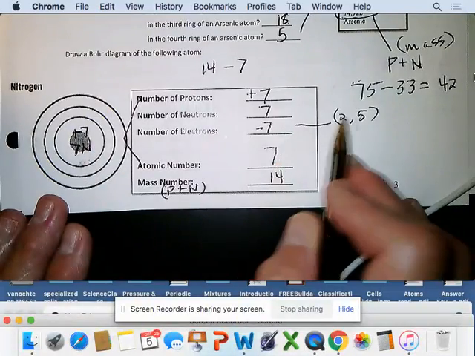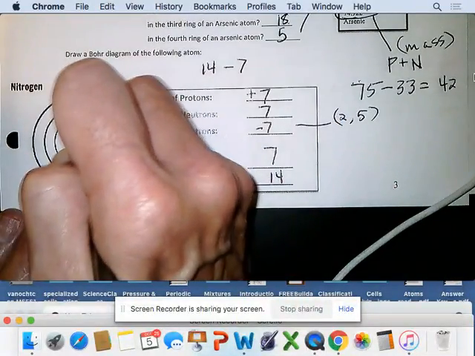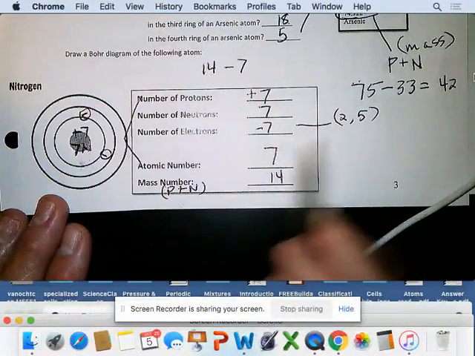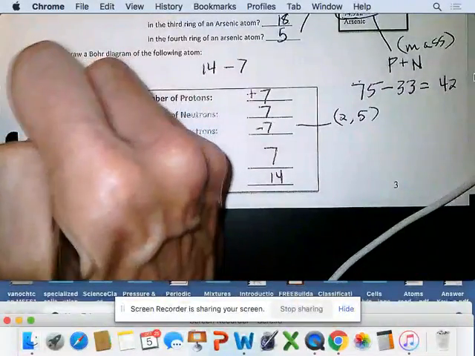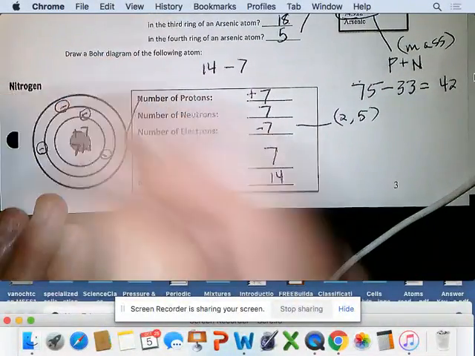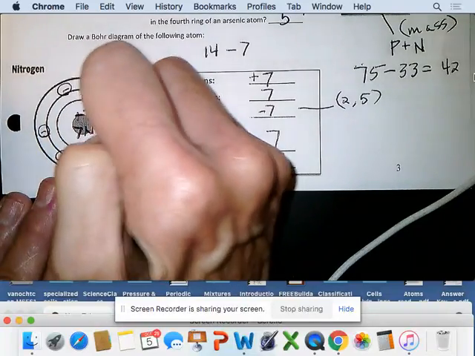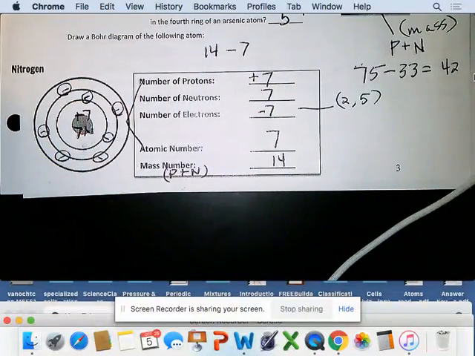Then I'm going to put 2 electrons in the first energy ring, closest to the nucleus. And in the second one, I'm going to put 5. 1, 2, 3, 4, 5. Okay. I'm going to have you guys get started.